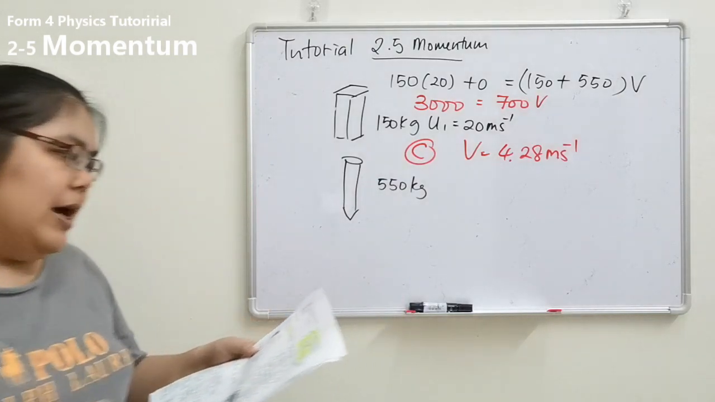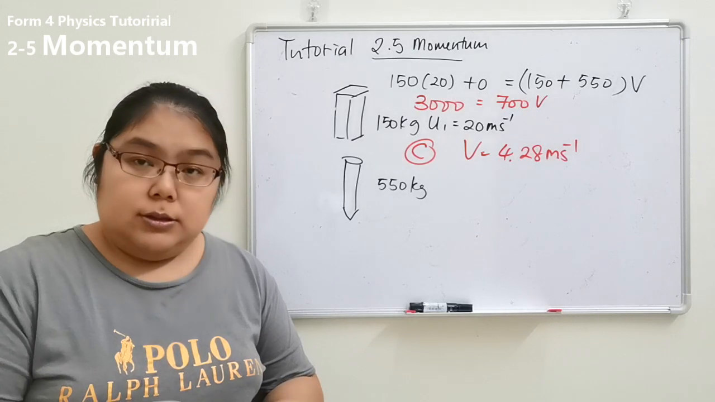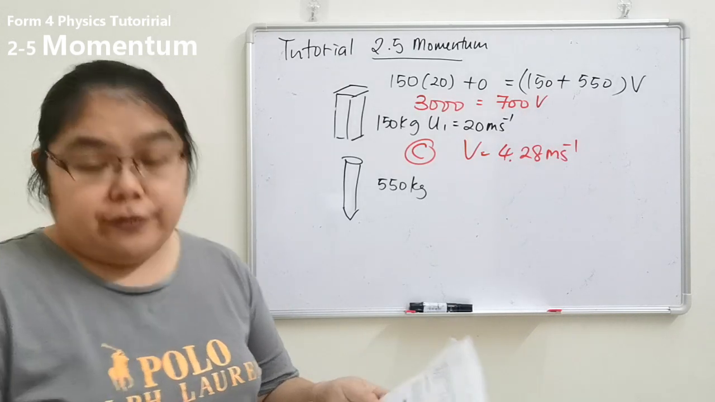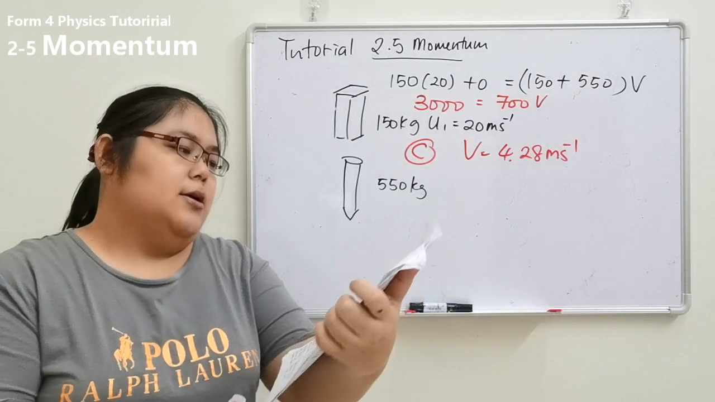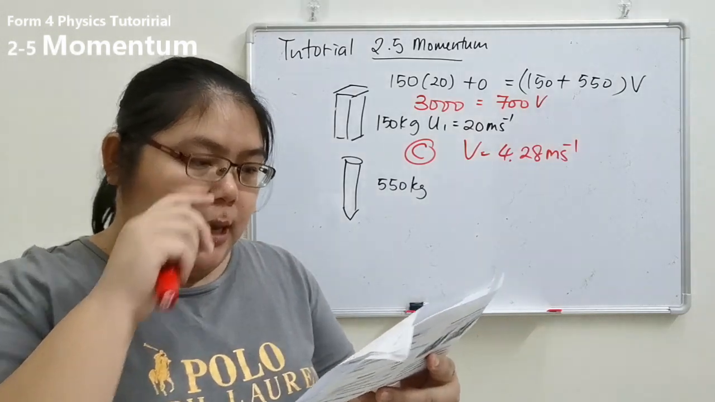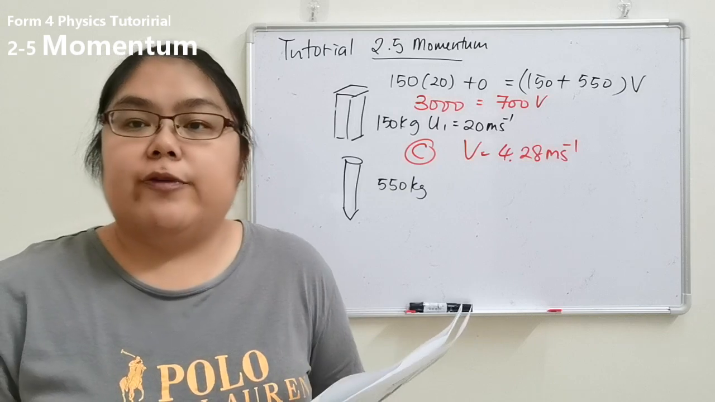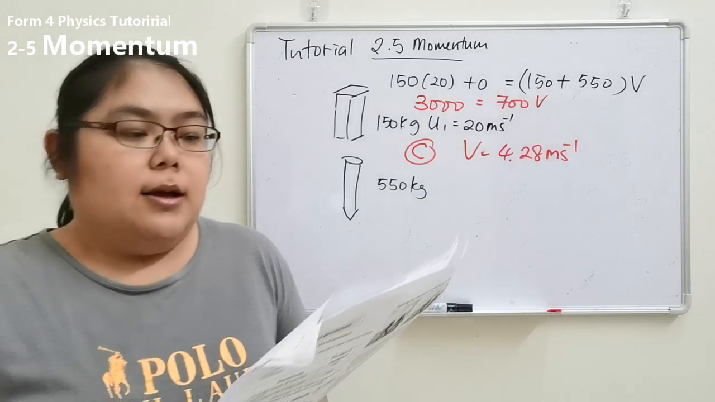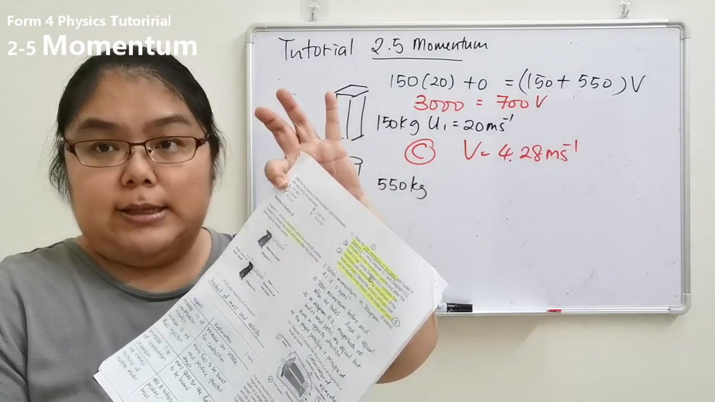Okay, for question number 8. So the objective questions we finished. Now we need to go to the structure question. We just got one question only. Okay, let's see. This is a long question, same like section B for SPM. Now we're going to see the first question for section B, question 9.